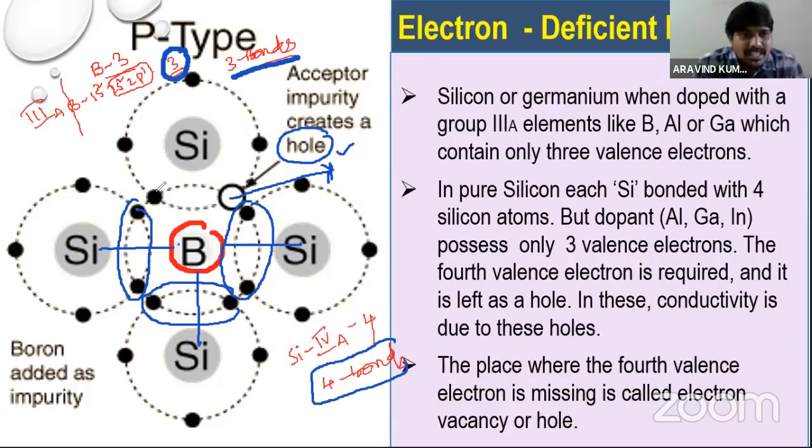Now what happens, children, if this electron comes here? For example, if this electron comes here, one hole will be there. There will be movement of electrons because of this one particular hole, right? Because of adding impurity of boron or aluminium or gallium, you can have an increase in its conductivity, and this type is called positive type.